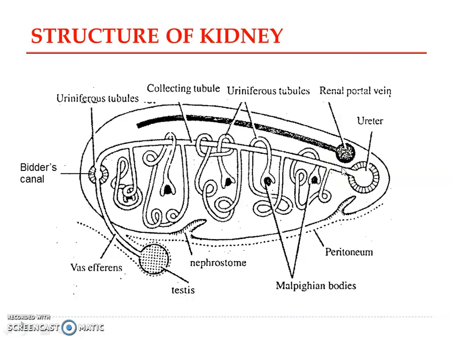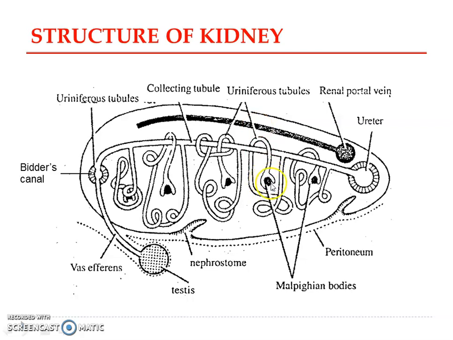Now the uriniferous tubules are long and coiled and have two parts. As you can see here, it is the Malpighian capsule or Malpighian body, and the distal tubular portion of the urinary tubule. These two together form the uriniferous tubules. The Malpighian body in turn has two parts, the glomerulus and the Bowman's capsule. The glomerulus is the part over here, and this one is the Bowman's capsule.